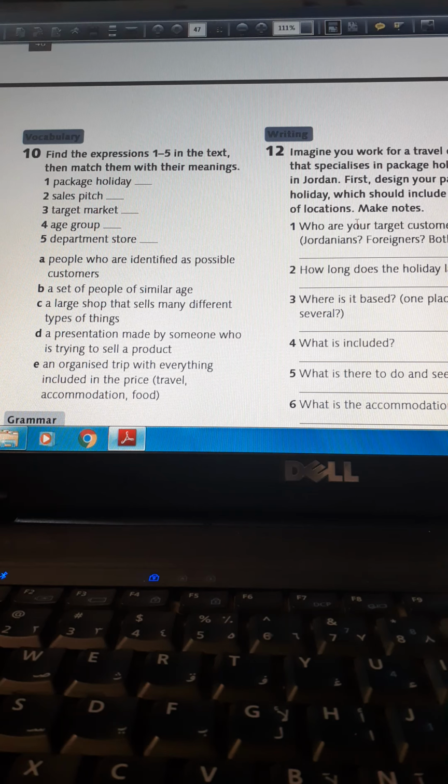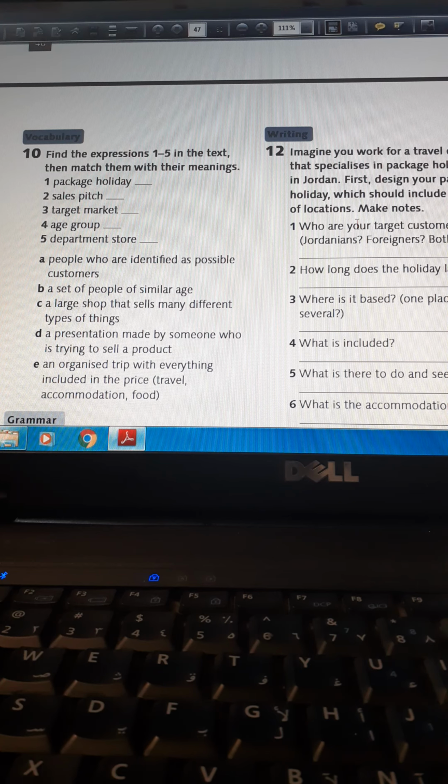Expression 2, sales pitch. Sales pitch is D. Sales pitch means a presentation made by someone who's trying to sell a product. قلنا sales pitch is a sales presentation. The purpose of the presentation is to market a product.